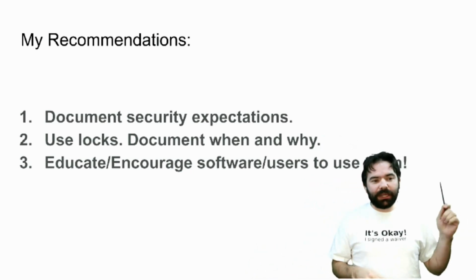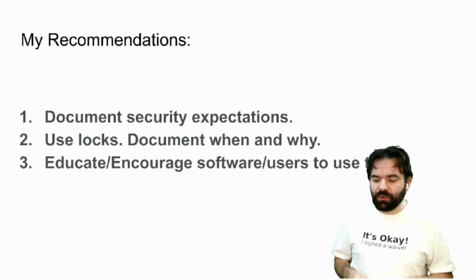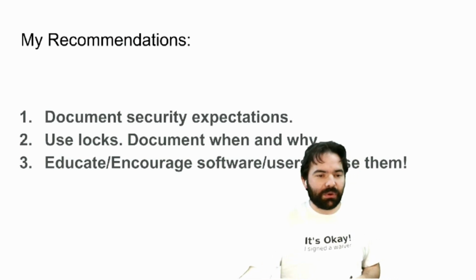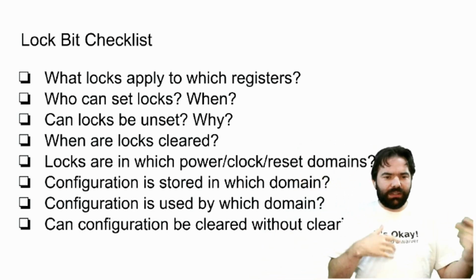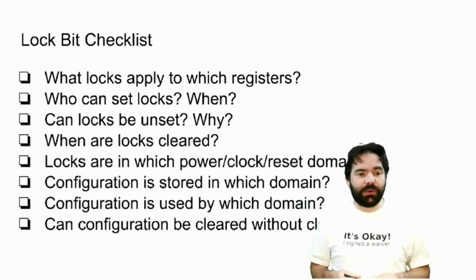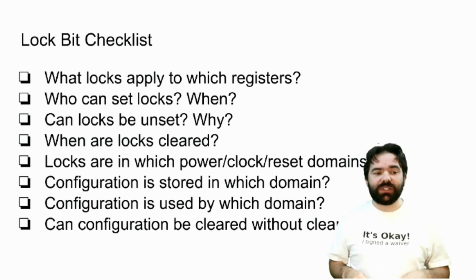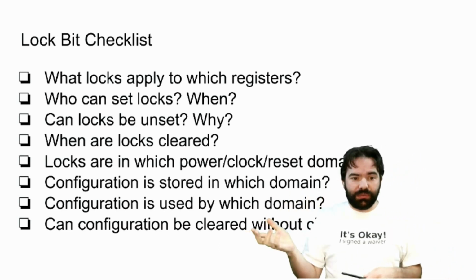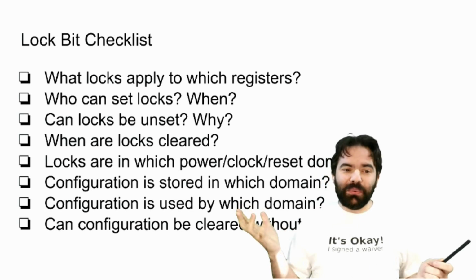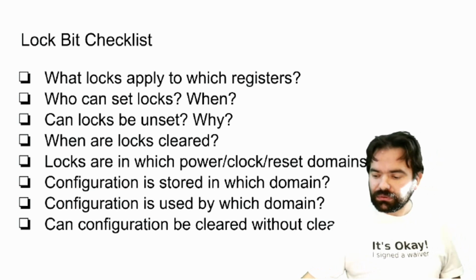So, revisiting my recommendations: document your security expectations. Use locks when you do. Document when and why you use them, and educate your software users, the downstream everyone, on when you should be using those locks. I do have a checklist that has evolved over time. What locks to apply to which registers? Who can set the locks? When? Can the locks be unset, and why? When are they cleared? Locks are in which power, clock, and reset domains? That configuration bit itself, what domain is it stored in? If you remove power to one portion of the chip, can you wipe your lock bits without resetting the part? Can your configuration be cleared without clearing the lock itself?